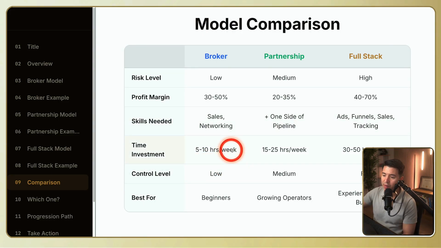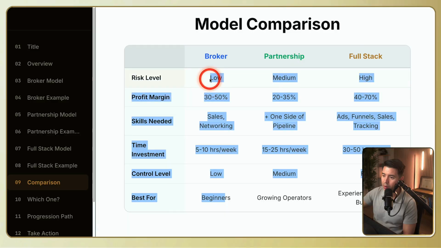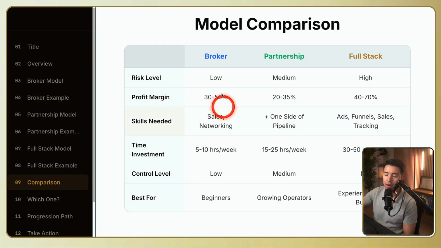So less time investment, right? You do some sales, close some deals, and that's it. Control is low. This is best for beginners. Partnering up with the media buyer, handling the sales, talking to people, learning the lingo in your specific niche, usually best for beginners. Partnership model, right?